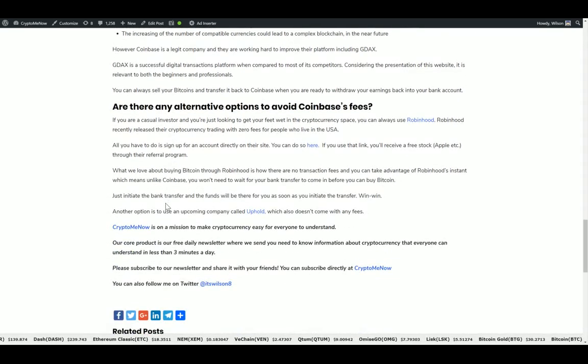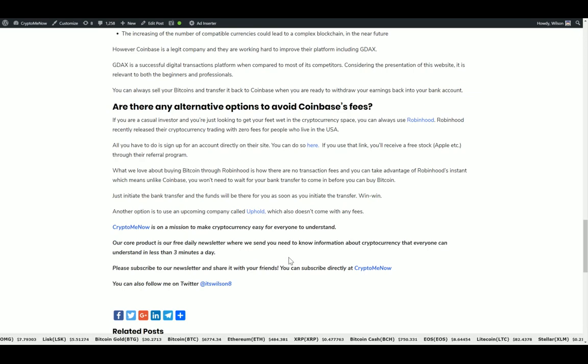Now, is there any alternative option to Coinbase? Of course. If you're just a casual investor looking to buy some Bitcoin or Ethereum, and you're in the United States, you can always use Robinhood. You can sign up directly with the link in the article. But most of you are already familiar with what Robinhood does, so that shouldn't be a problem. All you have to do is sign up directly on the site, and you can pretty much purchase your Bitcoin instantly as soon as you receive your instant deposit. You can use the feature called Robinhood Instant. Just initiate the bank transfer and your funds will be there instantly.